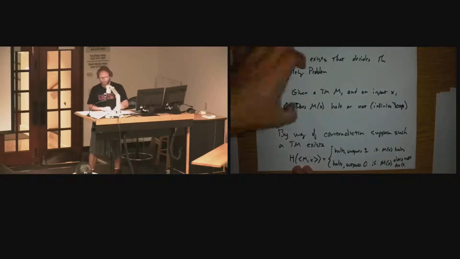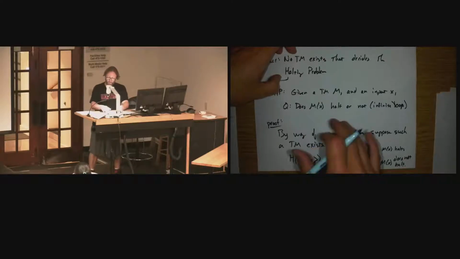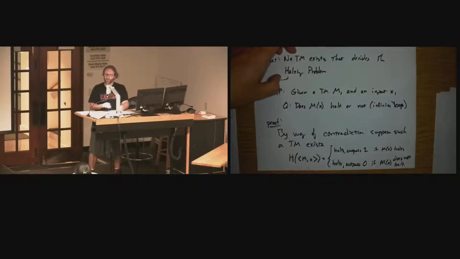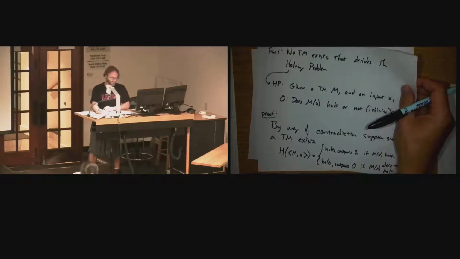So by way of contradiction, I'm going to assume that such a machine exists. Of course, my original theorem that I'm trying to prove here is that no such machine exists. So if I assume by way of contradiction that it does exist, eventually I will get down to a contradiction. That's the whole point of doing a proof by contradiction. Okay?